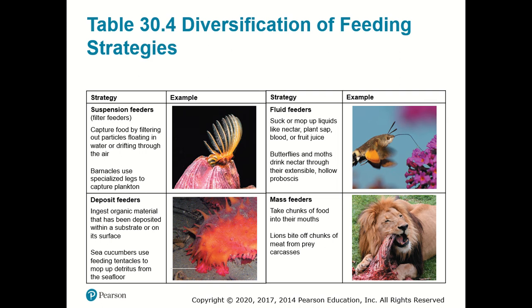There's also suspension feeders, which essentially filter nutrients from the air or mostly from water. There's also deposit feeders, which feed on organic material deposited on sediments and on the surface of wherever they happen to live. And then there's fluid feeders, which have to suck up, form some sort of a vacuum in order to suck up, for example, nectar from these flowers that are shown there.